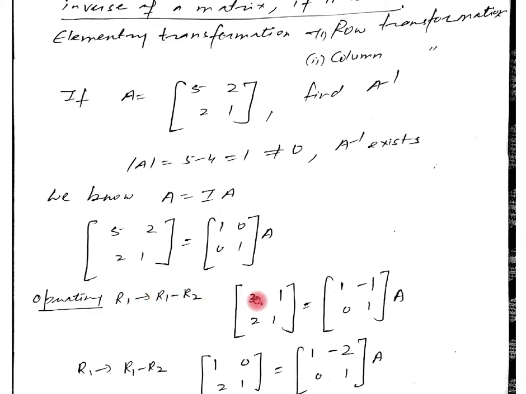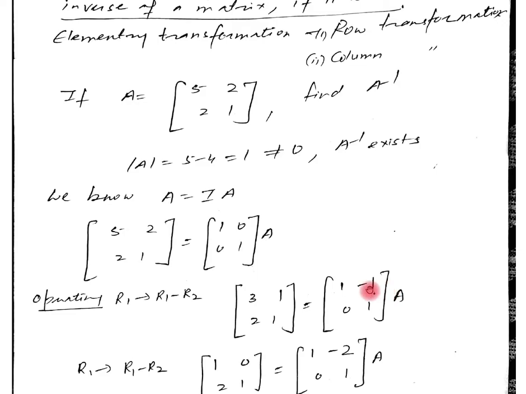And the same operation I have to apply on the right-hand side also. I have to apply the operation on the left-hand side as well as on the right-hand side. R1 goes to R1 minus R2. When I do R1 minus R2, 5 minus 2 is 3, 2 minus 1 is 1. The second row is as it is. Similarly here, 1 minus 0 is 1.